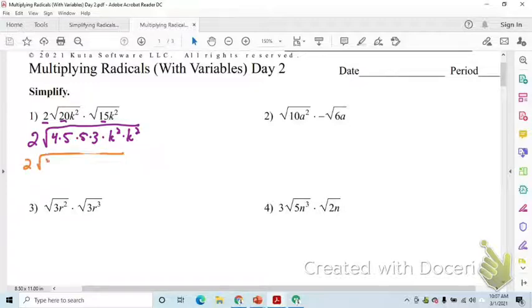And now I have the square root of 4. I'm going to leave that. 5 times 5 is 25. And there's 3. And then this is going to be k to the 4th. Now, that 2 is still out there.